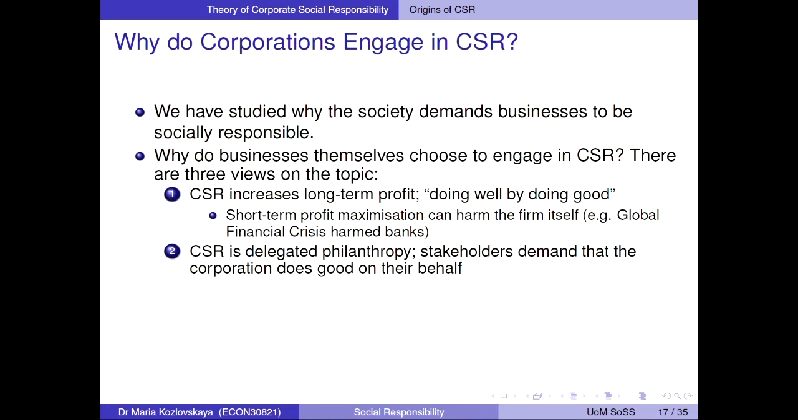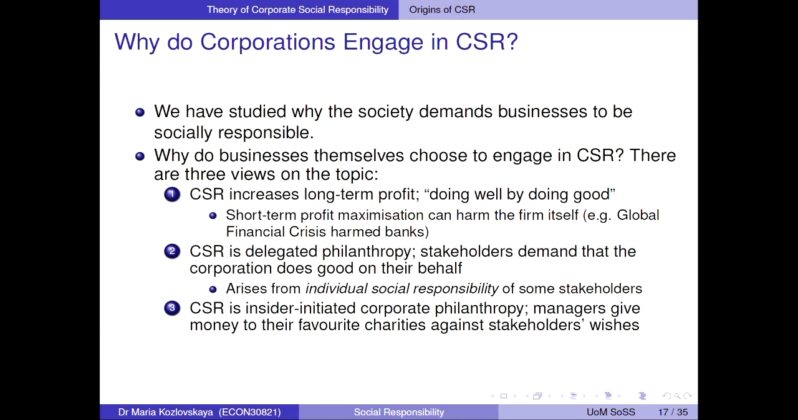I mean, they have this network of branches around the world. They have contacts with communities and local people and so on. So there are reasons why delegated philanthropy is more efficient than direct philanthropy. So you can see the real origin of this, the delegated philanthropy, is individual social responsibility of owners.